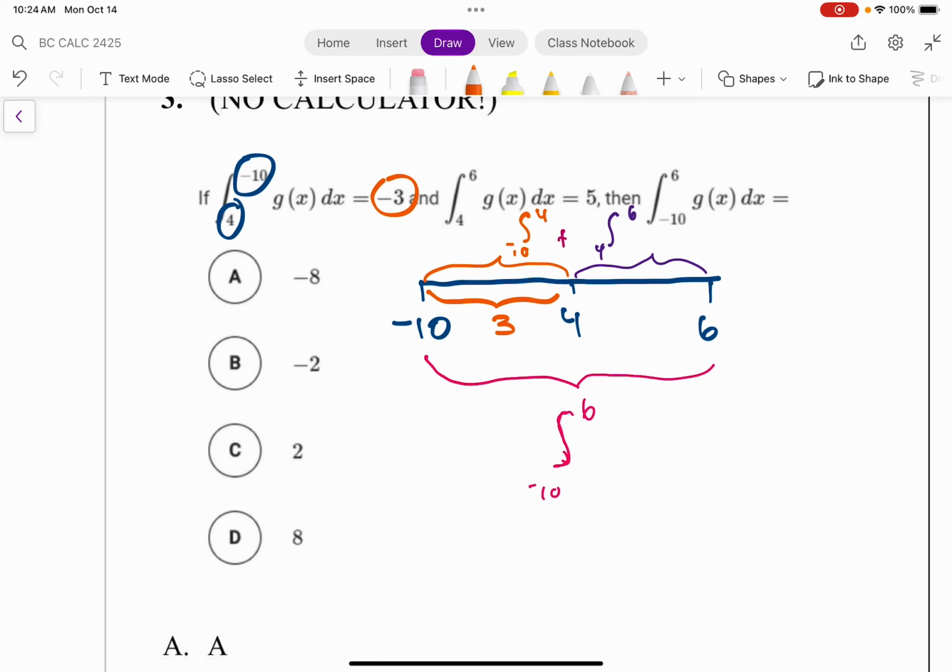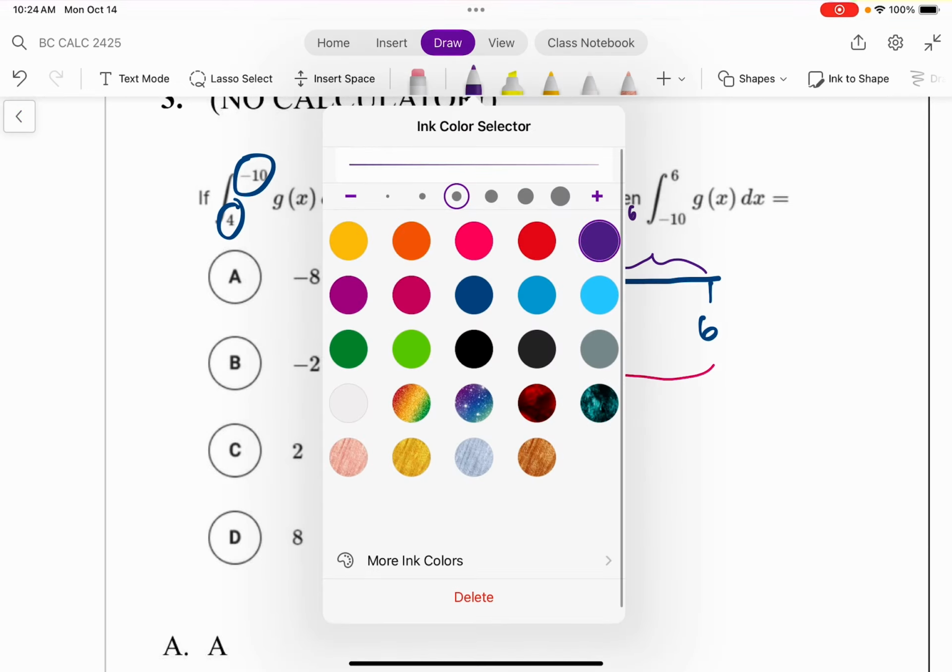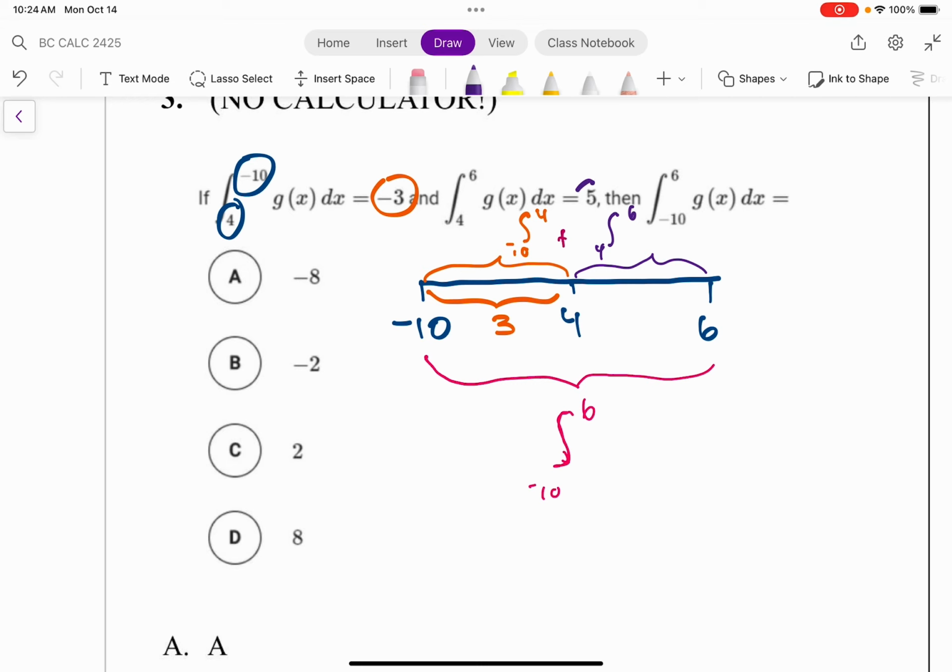So I know that what I want to be here is a 3, and then I'm going to add that to the integral from 4 to 6, which they told us is a 5. From 4 to 6, they told us directly that's a 5. And so it's just going to be 3 plus 5, which is 8, which is D.